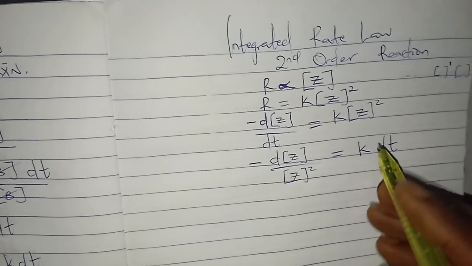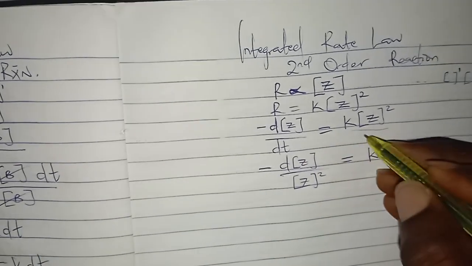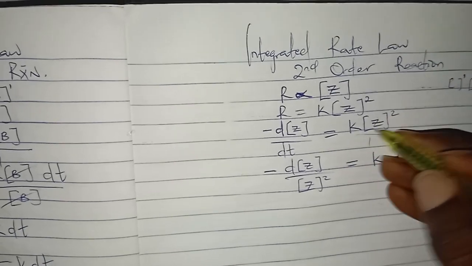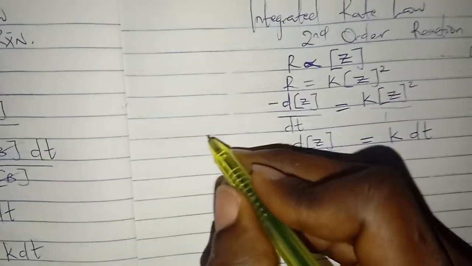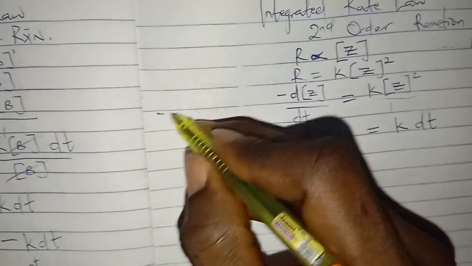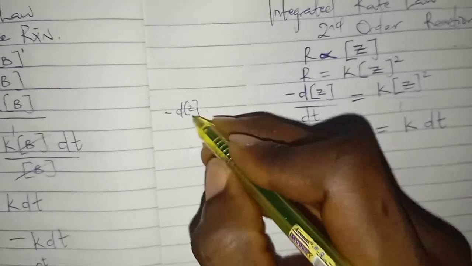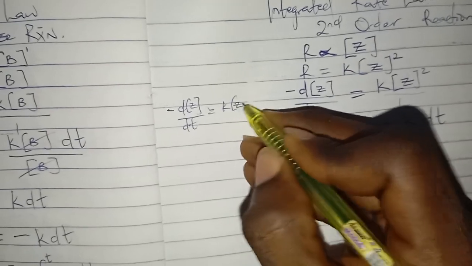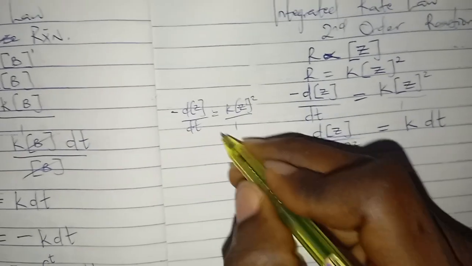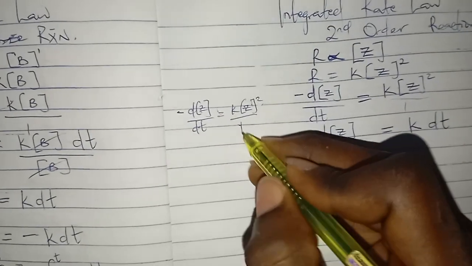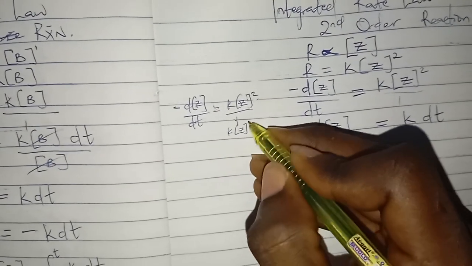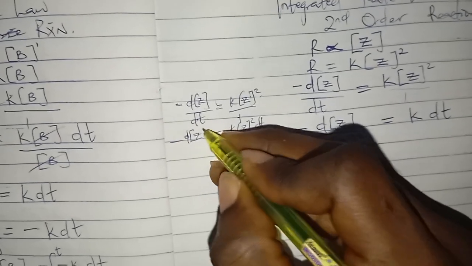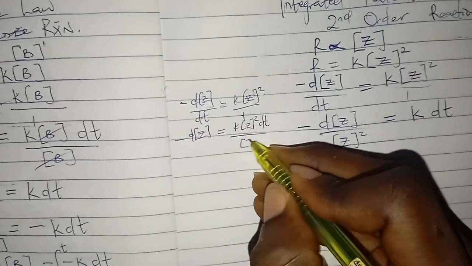I believe you understand what I did. It's more like saying cross multiply, then divide both sides by this. For those of you that maths used to trouble, see what I did. Carry this come here, carry this come here, you have k z square dt equals minus dz. Then divide both sides by z square.